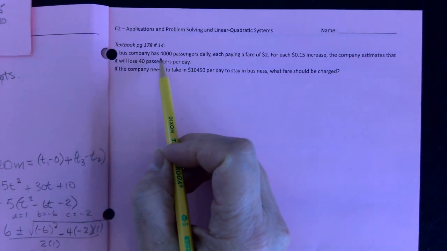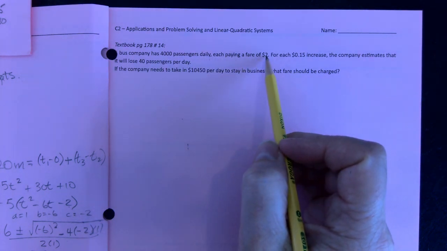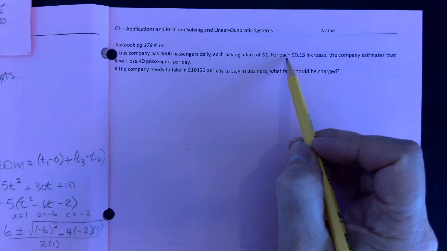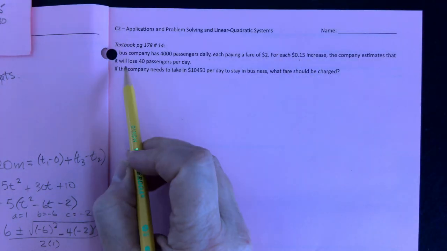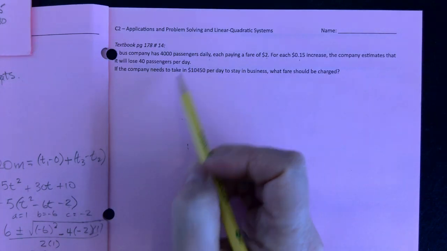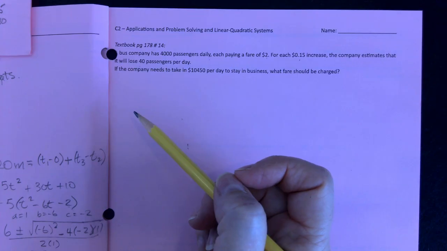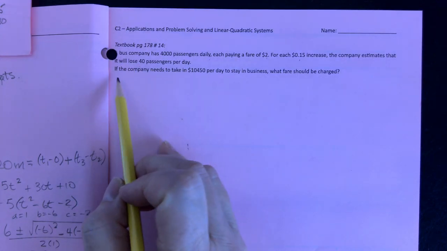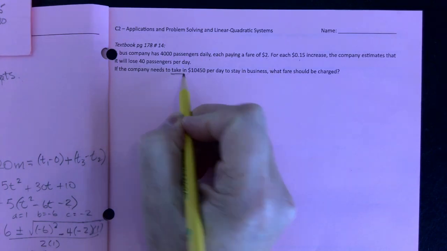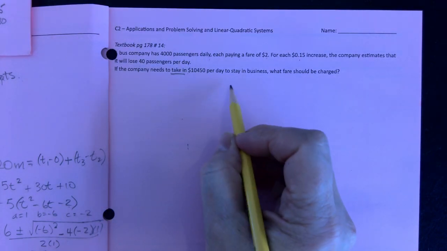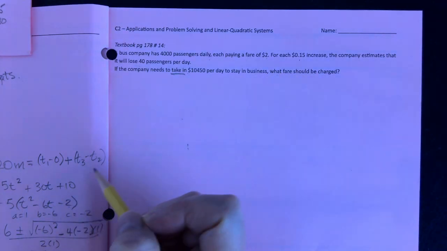A bus company has 4,000 passengers daily, each paying $2 for a fare. Every time they increase the fare by 15 cents, the company loses 40 passengers every day. That should sound familiar. You did these kind in grade 10. If the company needs to take in $10,450 per day to stay in business, what fare should be charged?